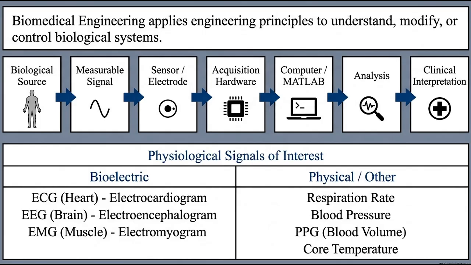Moreover, as we are dealing with signals, we have different types of signals. For example, among bioelectric signals, we have heart signals, the electrocardiogram, or ECG, and for the brain the EEG, or electroencephalogram. Encephalo means brain and myo means muscle, so the electromyogram, because we know that skeletal muscles have electrical activity. And there are also other signals like respiration, blood pressure, core temperature, etc.